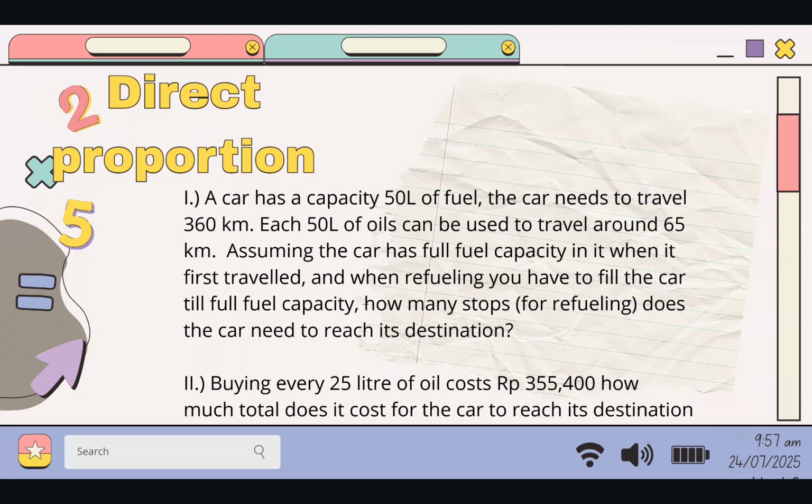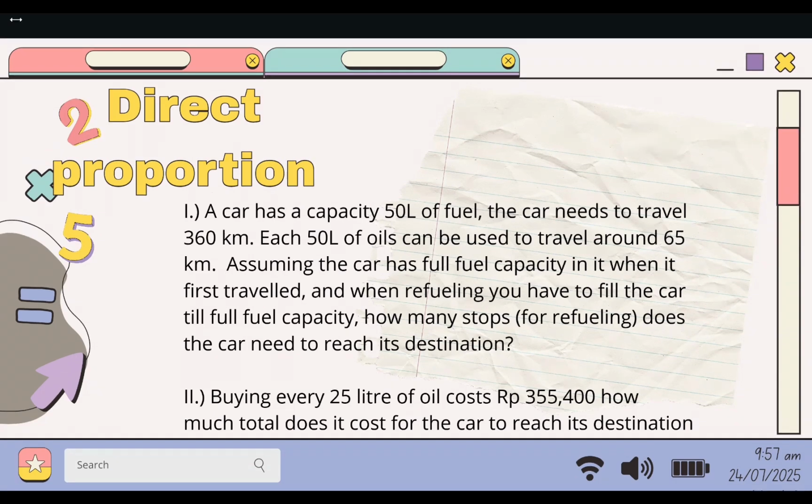For the first part, the question is: a car has a capacity of 50 liters of fuel. The car needs to travel around 360 kilometers to reach its destination. Each 50 liters of oil can be used to travel around 65 kilometers. Assume that the car has a full tank when it first travels and also when it refuels at its stops. So the question is, how many stops does the car need to reach its destination?